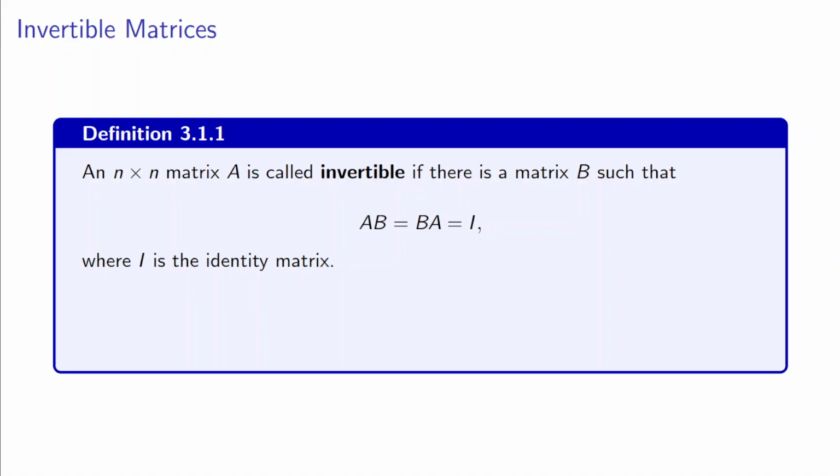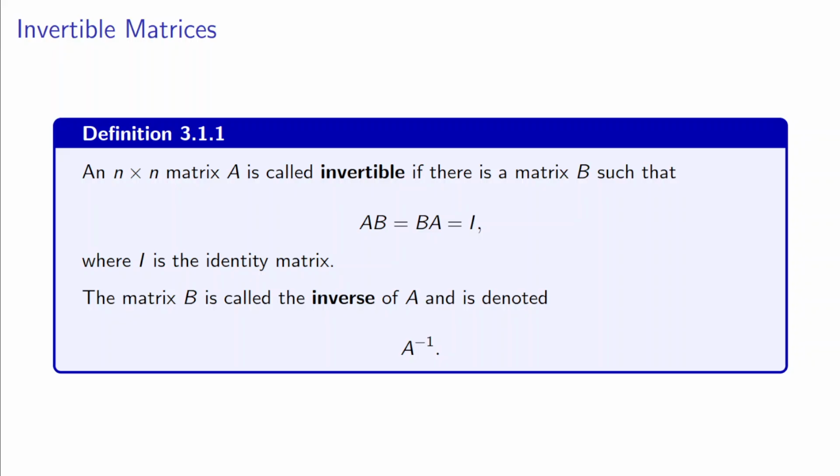Onto our definition. So we would say that an n by n matrix A is invertible if there is a matrix B such that AB equals BA equals the identity, where I is the identity matrix. We do make a point here to do this multiplication in both orders, right? That AB and BA are both equal to I. This is not a trivial thing. When it comes to matrix multiplication, we know it is not commutative. And so the fact that AB and BA are both I is certainly something to think about here.